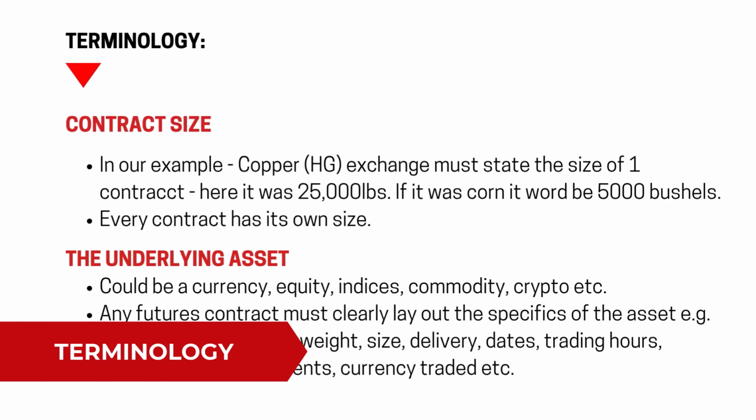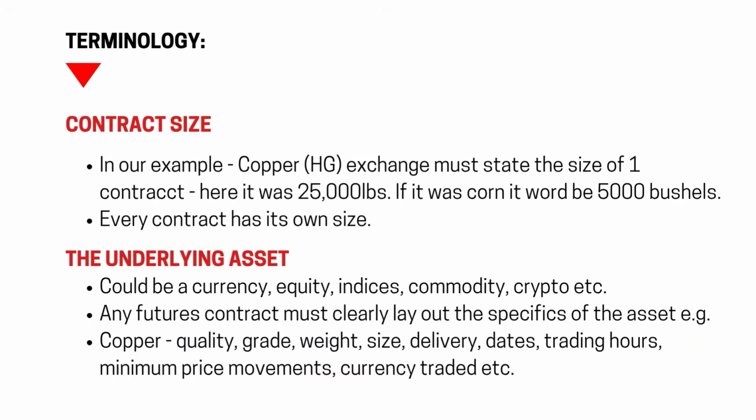Futures markets and trading do have a language all of their own, and I'm going to take you through some of the key bits of terminology in that area. Now, first up, contract size. I think you can guess what it probably means. In our copper example here, one contract equaled 25,000 pounds of high grade copper. If it was corn, for example, it would be that 5,000 bushels that we saw earlier as well.